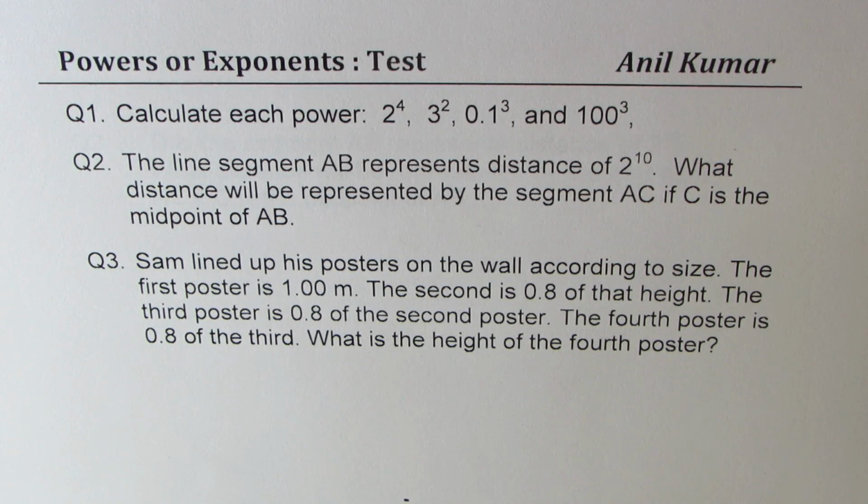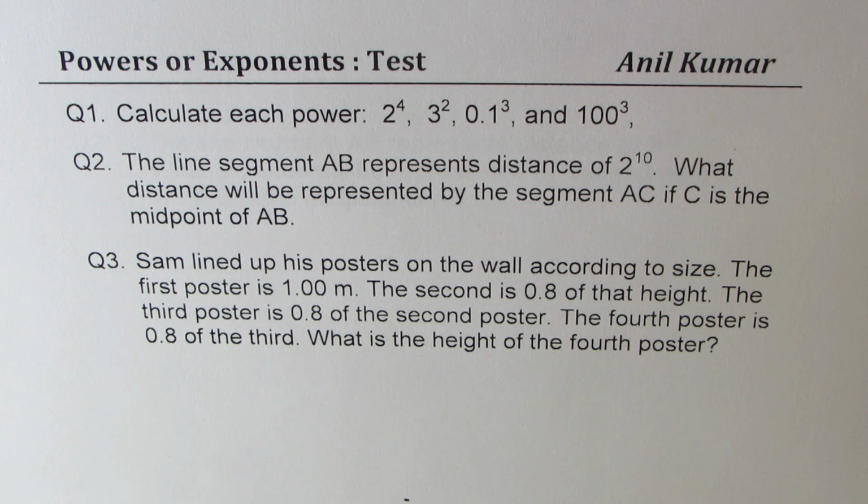Question number 1. Calculate each power: 2 to the power of 4, 3 square, 0.1 cube and 100 to the power of 3. Question number 2. A line segment AB represents distance of 2 to the power of 10. What distance will be represented by the segment AC if C is the midpoint of AB?